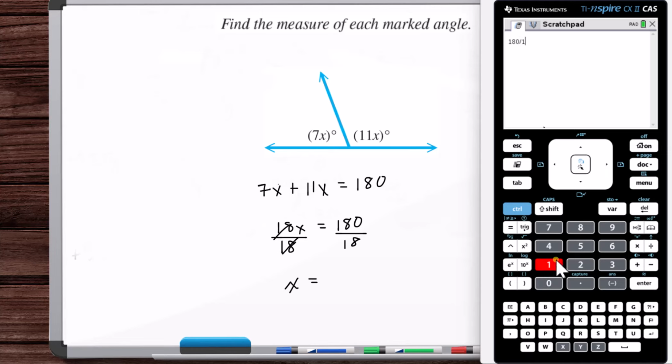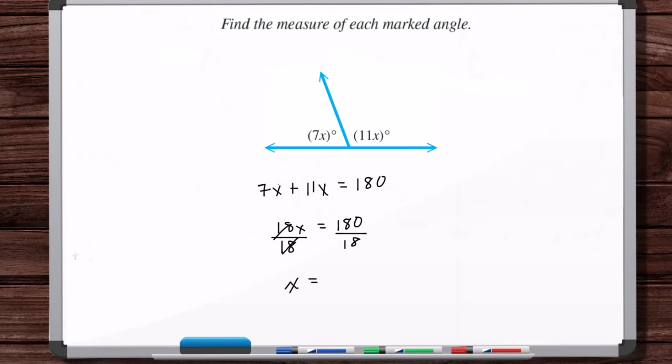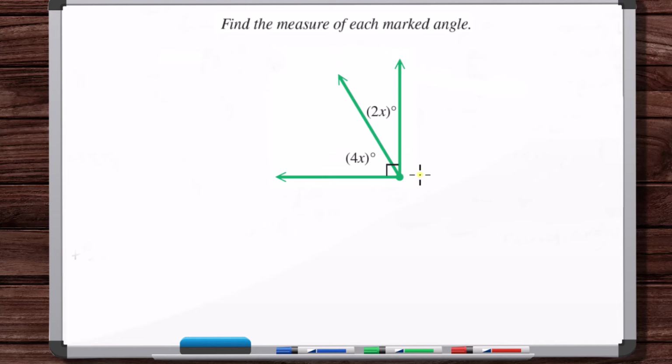180 divided by 18 is 10. Okay, so now we can see that this angle, 7 times 10, is 70 degrees. And then this angle is going to be 110 degrees. Okay, we can see that these two give this symbol here. That means these are 90 degrees. This is a 90-degree angle between this side and this side. So that means these two angles are complementary.